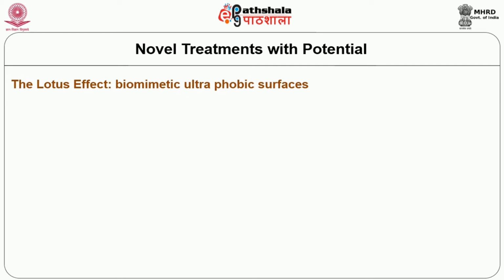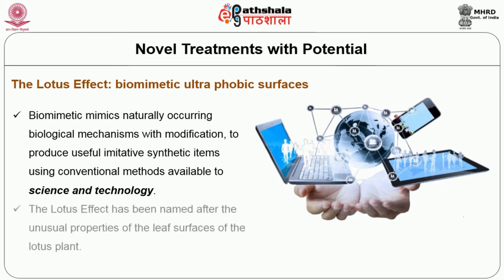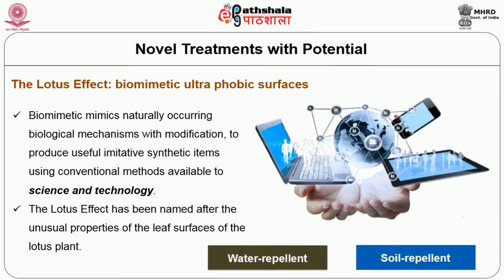The first one is the lotus effect, biomimetic ultraphobic surfaces. Biomimetics mimics naturally occurring biological mechanisms with modification to produce useful imitative synthetic items using conventional methods available to science and technology. The lotus effect has been named after the unusual properties of the leaf surfaces of the lotus plant, which are remarkably water repellent and soil repellent.